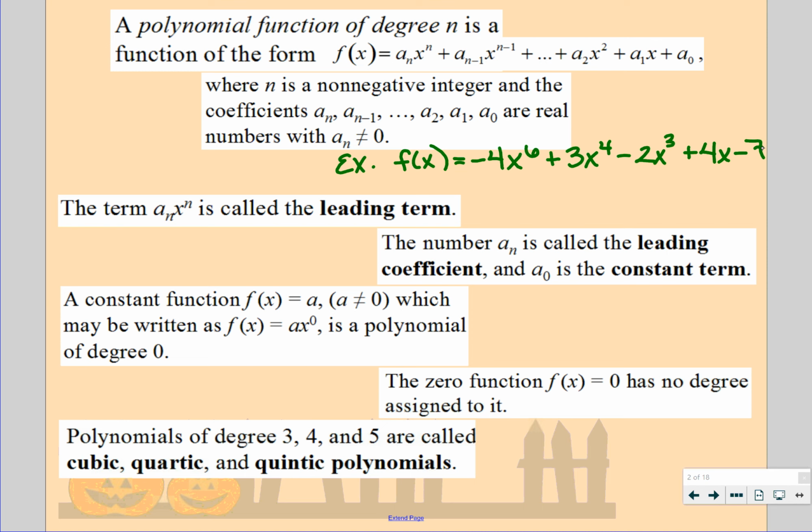Notice that the exponents are in descending order, kind of like when we write our quadratics, the exponents are highest to lowest. The highest exponent is your degree. So we would say my polynomial that I've written there is degree 6.